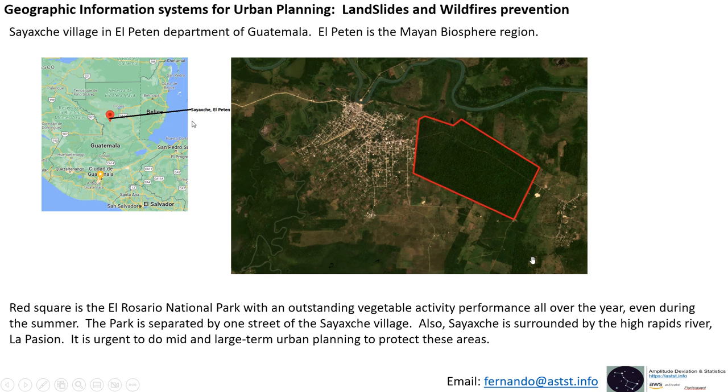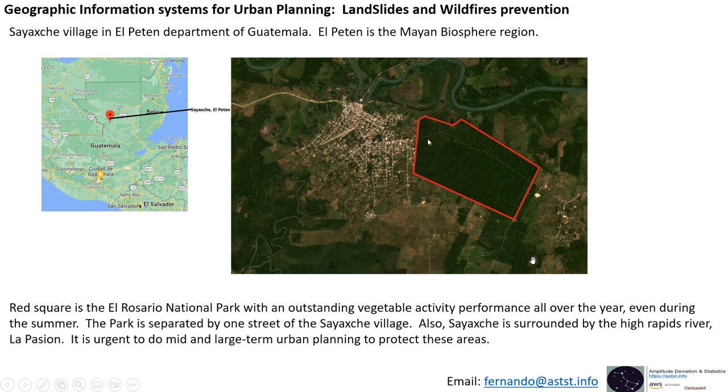Then we have this small town also in Sayaxché in El Petén. El Petén is the region of the Mayan Biosphere Reserve, and we can see that the red square is the El Rosario National Park. We can see that the FPAR from Copernicus represents an extremely high vegetable activity all over the year for this area, which demands a good urban planning, because otherwise you will see that this town will destroy all these reserves.